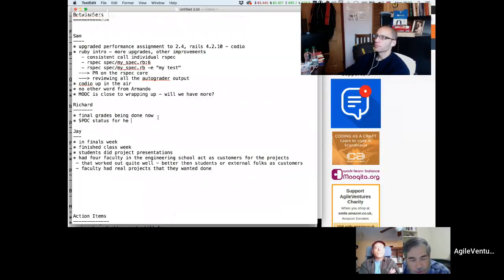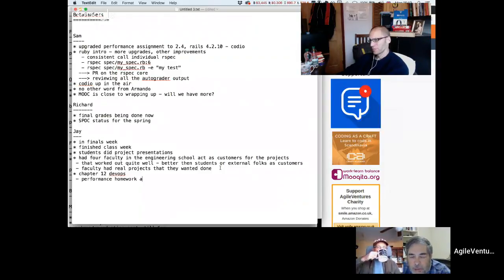I had one question in chapter 12, which is DevOps. There is a performance homework and then a quiz. Yep. I didn't assign the performance homework because I didn't get any indication it was upgraded or working, but I did assign the quiz. Right. And the quiz says you can submit as many times as you want. So I assume that I'll eventually find their way to getting 100 on that, but nobody did.